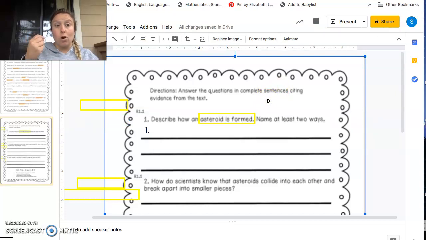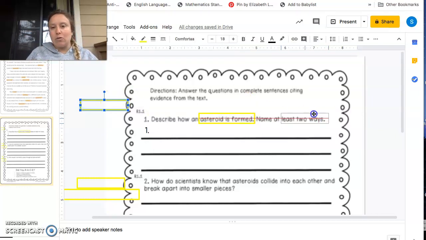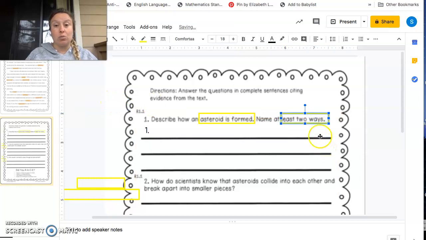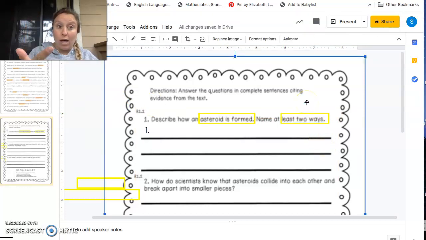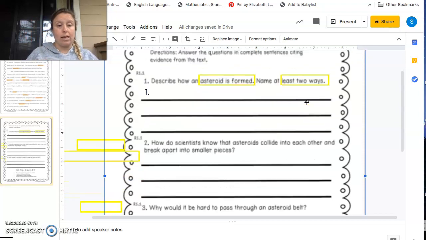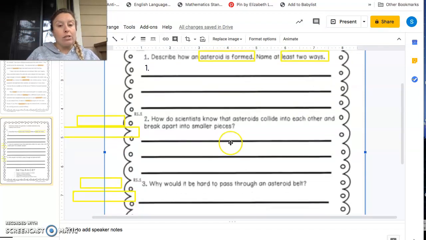So I want to look for the word formed, created, made, any of those synonyms. And then I need to remember that they want me to show at least 2 ways. So even if I find one way and I mark the number 1 for question 1, I need to think to myself, okay, I definitely need 2 ways though, so I need to mark a second number 1 to answer that question. How about question 2?